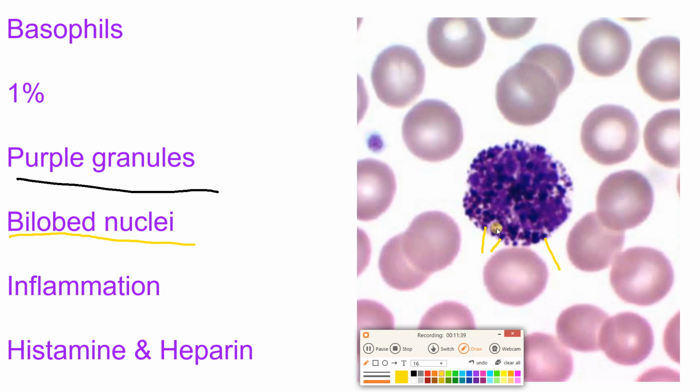The granules actually contain a pair of inflammatory chemicals called histamine and heparin, and basophils are very much involved in the inflammatory process, which, contrary to popular imagination, inflammation is almost always a good thing. It is your first step in the healing process.